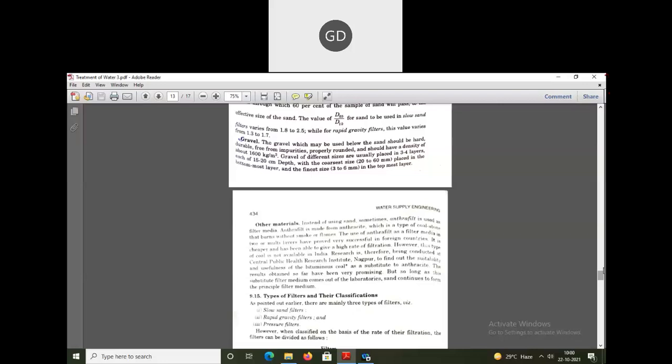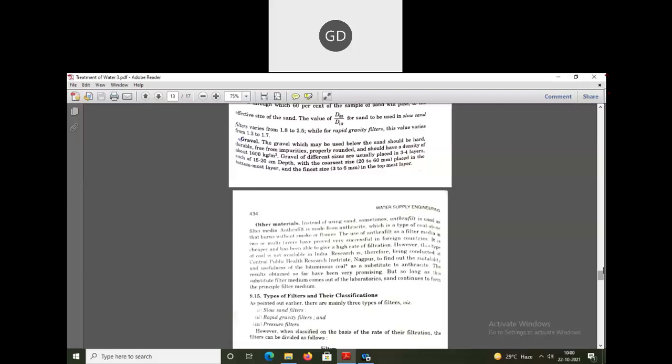Gravels of different sizes are usually used in 3-4 layers, and each layer is 15 to 20 centimeter deep. The gravels are placed in such a way that the coarsest gravel is placed in the bottommost layer, and the finest gravel, with a size of up to 3 to 6 millimeter, is placed in the topmost layer. So that is about the gravel.